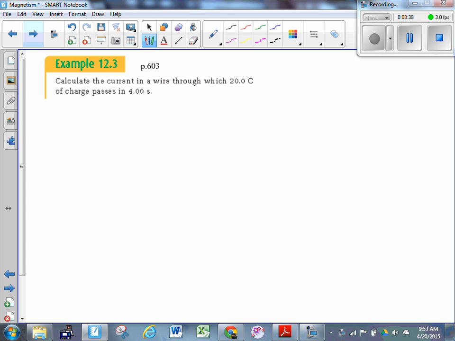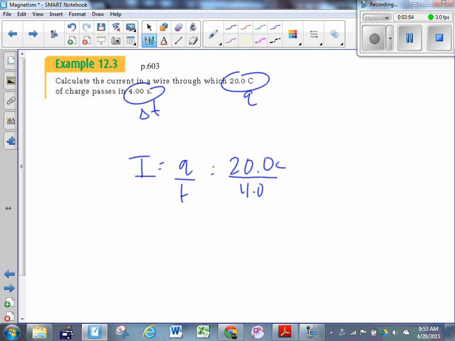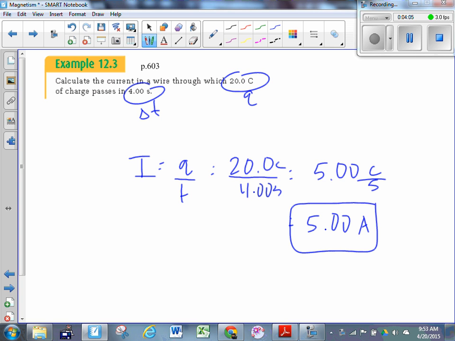Well, how many electrons are going by per second? How many coulombs of charge are going by per second? This is our charge, this is our time. So we're going to say the current is equal to the charge over the time, which is going to be 20 coulombs divided by 4.00 seconds. We could express that as 5.00 coulombs per second, or we could express that as 5.00 amps. Is that good?